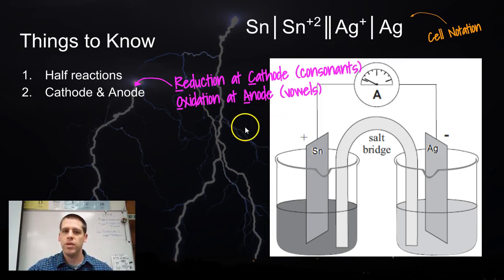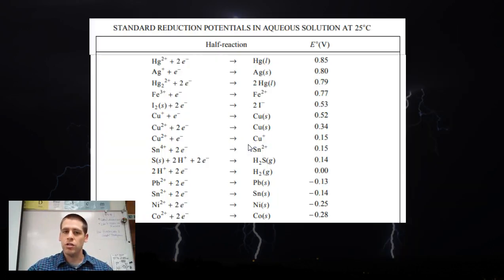They both start with a vowel. So if we figure out what's being oxidized and what's being reduced, that tells us what's the cathode and what's the anode. For this, we're going to need to go to our reduction potential sheet. So let's find our two half reactions. Now this is a standard reduction potential, so they're all written as reduction. Notice that they're all plus electrons.